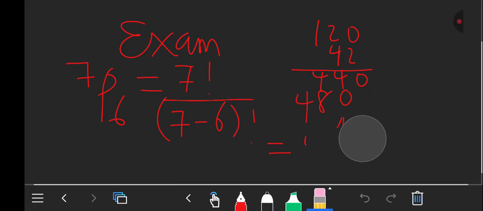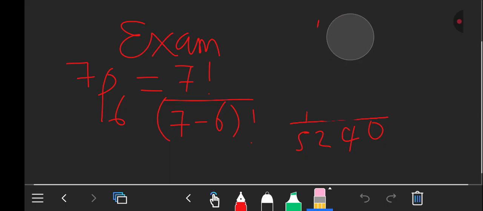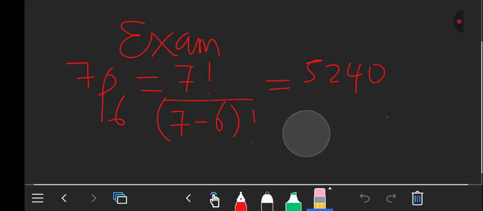So we add now: 0, then 4, then 4 plus 8 is 12, write 2 carry 1, 4 plus the remainder, which was 1, is 5. So the answer we are getting is 5,040. So that is the answer, it is 5,040. So that is 7 permutation 6. Let's look at another example.